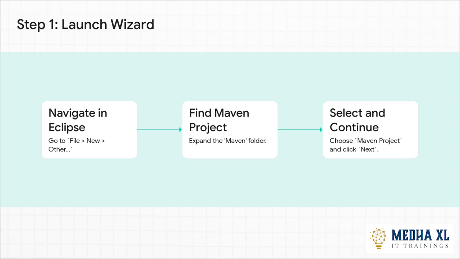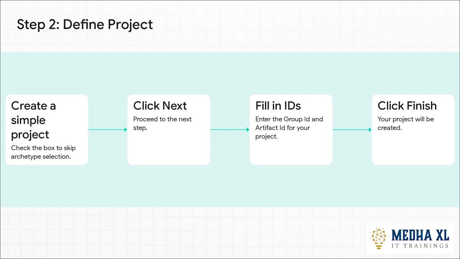Okay, fire up your Eclipse IDE. We're just going to head up to File, then New, and then Other. In that little window that pops up, find the Maven folder, expand it, and select Maven Project. Go ahead and click Next. Simple as that. Now, on this screen, you'll see a little checkbox that says Create a Simple Project. You're going to want to check that. It lets us skip some of the more advanced stuff for now and just get to the basics. Click Next, and all you have to do is give your project two names, a group ID and an artifact ID. We'll talk about what those are in a sec. Just fill them in, hit Finish, and you are golden.